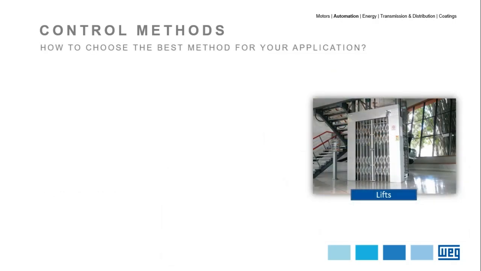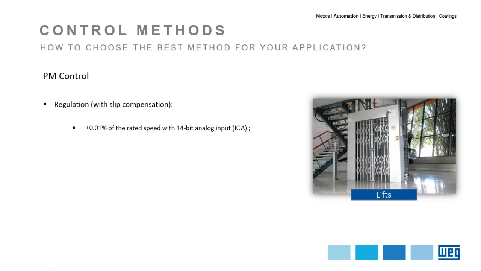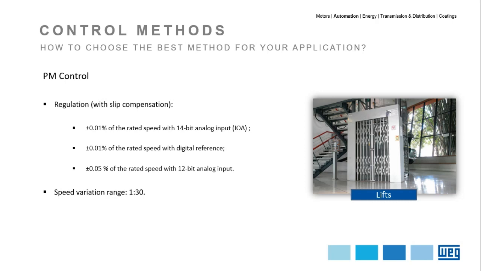And finally, the last example we have: the permanent magnet motor can be used for instance in people lift applications, where precise control at low speeds, smooth torque, low vibration, and low noise levels are fundamental. Its control mode has a regulation similar to the vector control with encoder, from 0.01% in speed control when used with analog speed reference by 14-bit analog input, or with the use of digital reference, or else 0.05% of rated speed with 12-bit analog input. This method, like the VVW, has a speed range of 1 to 30.